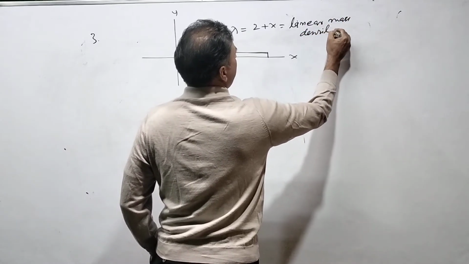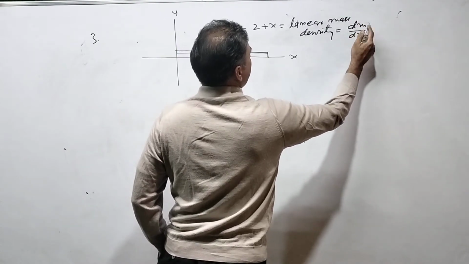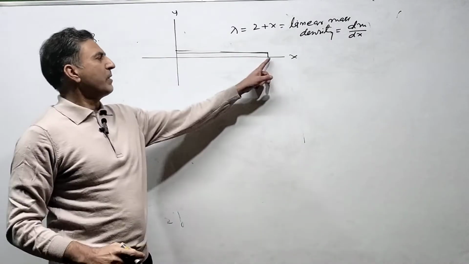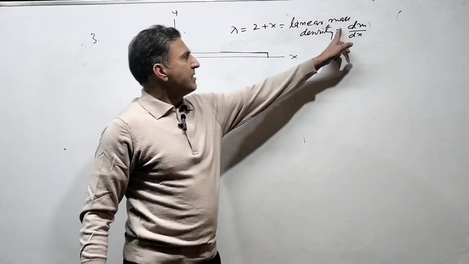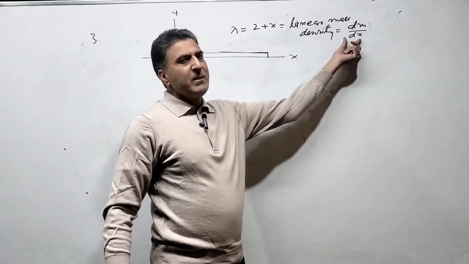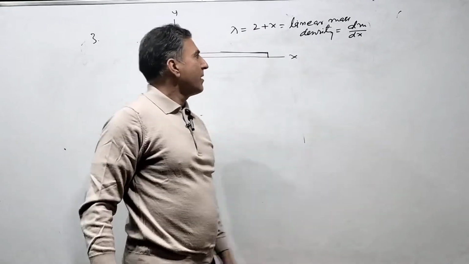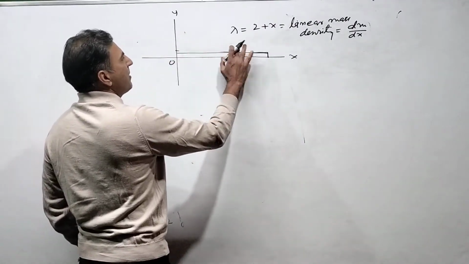लीनियर मास डेंसिटी का मतलब है मास पर यूनिट लेंथ, dm/dx. We can't write m by x, total mass by total length, because that is only possible if it would have been uniform. In case of non-uniform linear mass density, the formula is dm/dx. Small mass by small length. Okay. Now we want to find this center of mass of this rod.